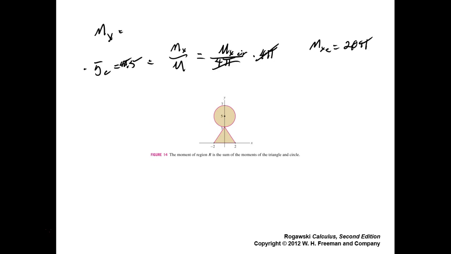Now what we have to do is find the moment for the triangle. Moment with respect to the x-axis of the triangle. We know its y bar is 0, so we're okay there. So what we have to do is that part. M sub x for the triangle. That's what we're working on now. So why don't we do this?